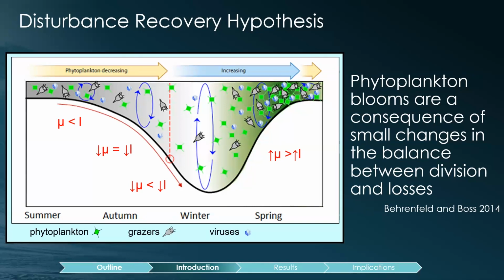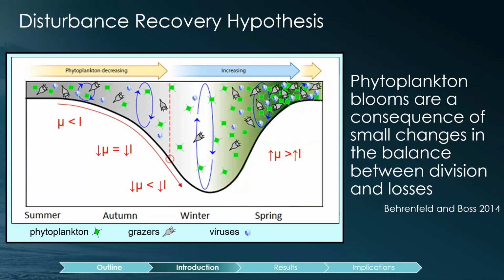In the fall, autumn season, your mixed layer is deepening, and so your decreases in growth and loss are occurring simultaneously, because you're diluting out your contact rate between predator and prey. Although you still have losses decreasing, they're decreasing equally. In the winter, you actually have it where losses have a larger decrease than growth. At this point is when you actually have your bloom initiating in the winter.